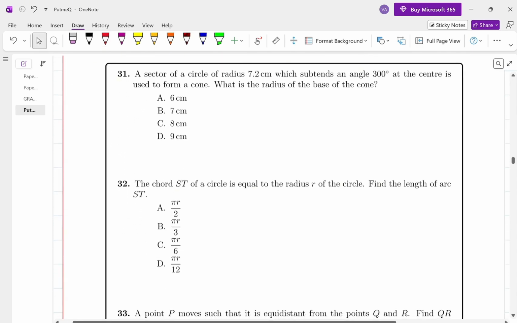Question 31. A sector of a circle of radius 7.2, which subtends an angle of 300 at the center, is used to form a cone. What is the radius of the base of the cone? Now, this question was repeated before. So remember I said the arc length is equal to the circumference of the circle.